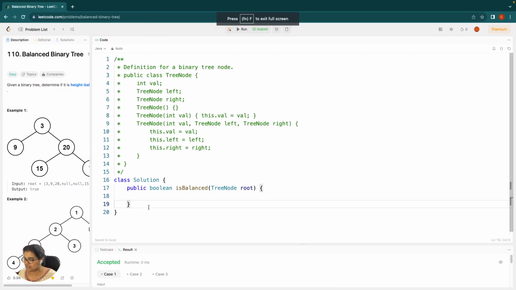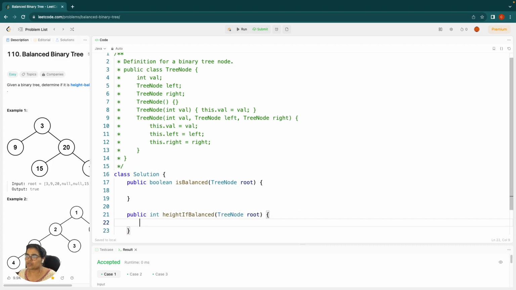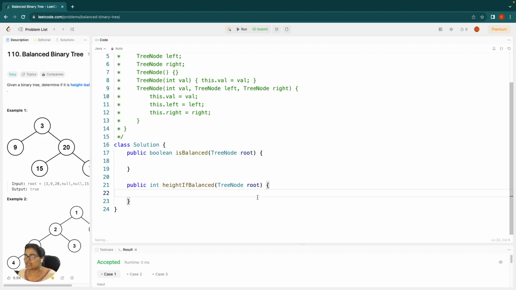So, first let's write our height function. Okay, int height. So, we are returning height only if it's balanced. I'm just giving a meaningful name, that's all. Okay, so what do we do in height? First the base condition: if root is null, return 0. So if there are no elements, then height is 0.